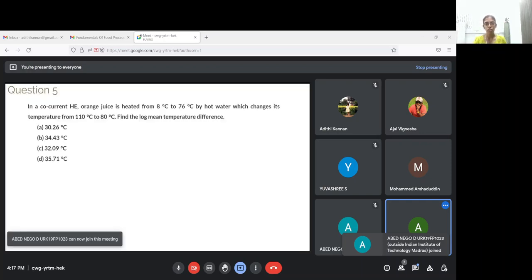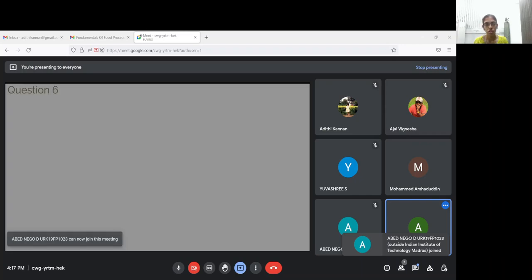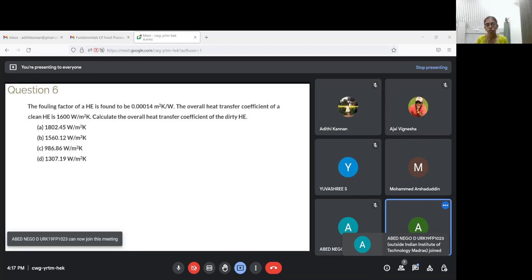So moving on to the next question. The fouling factor of a heat exchanger is found to be 0.00014 meters squared Kelvin per watt. The overall heat transfer coefficient of a clean heat exchanger is 1600 watt per meter squared Kelvin. So calculate the overall heat transfer coefficient of a dirty heat exchanger. So what do you mean by a fouling factor here?